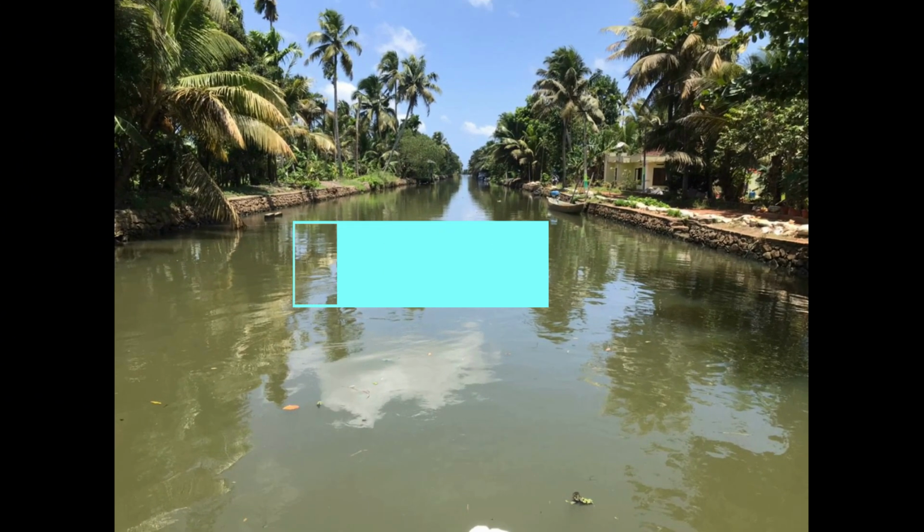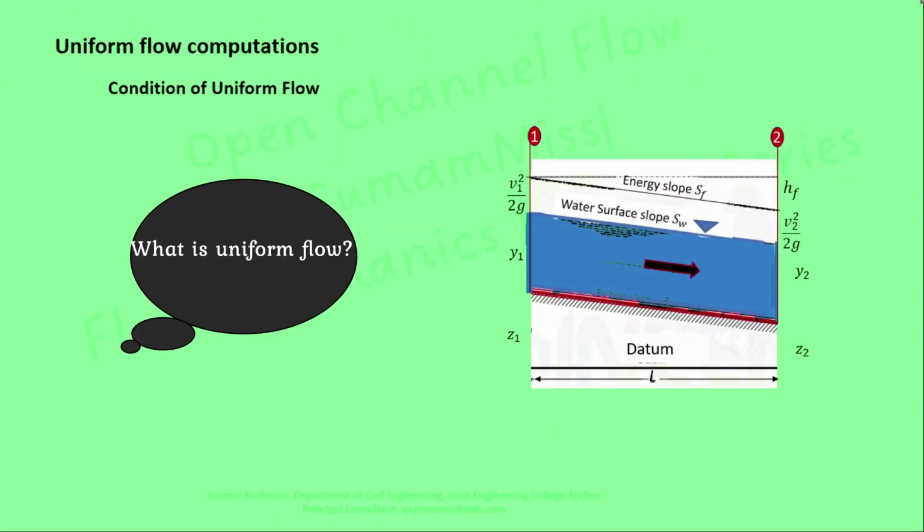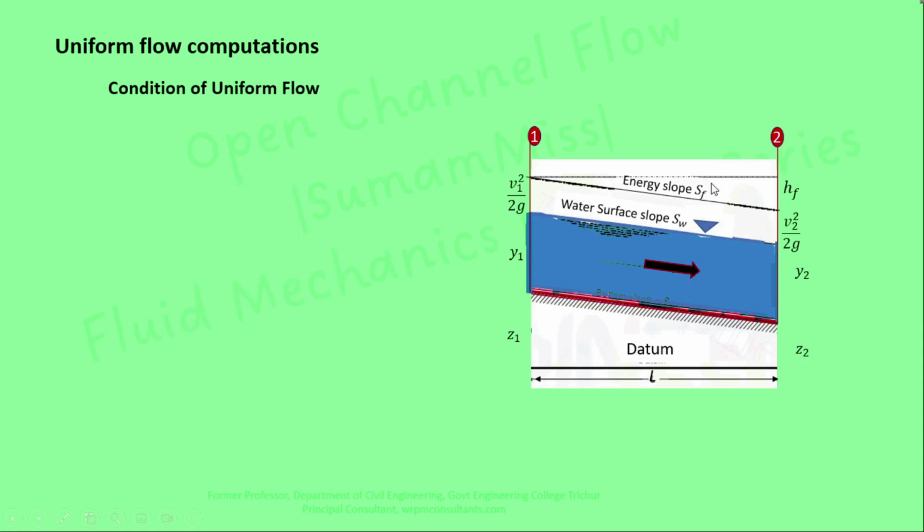In the next section, we can discuss the uniform flow conditions. So what is uniform flow? During uniform flow, the flow characteristics are constant along the length of the channel. That means flow depth and flow velocity are constant along the length of the channel. So the figure shows a flow segment of an open channel enclosed within sections 1 and 2. Sections 1 and 2 are at a distance of L apart, and y1 and y2 are the depths and v1 and v2 are the velocities. Since it is uniform flow, y1 equal to y2 and v1 equal to v2.